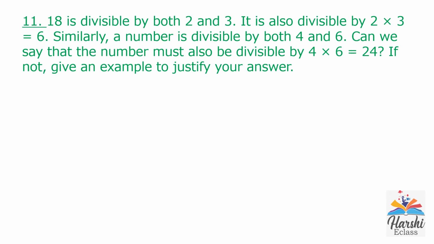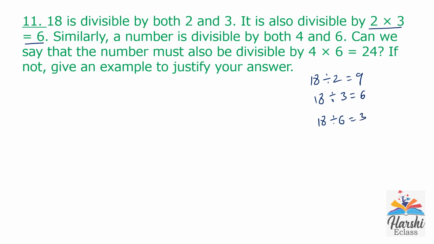Question number 11. 18 is divisible by both 2 and 3. 18 is divisible by 2, 2 nines are 18. 18 is also divisible by 3, 3 sixes are 18. It is also divisible by 2 into 3, which is 6. That means 18 is also divisible by the product of 2 and 3. 18 divided by 6 is equal to 3.